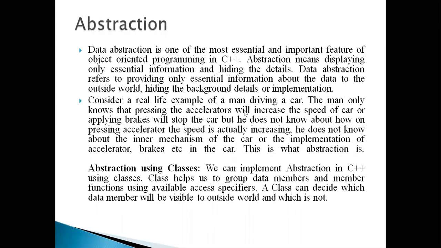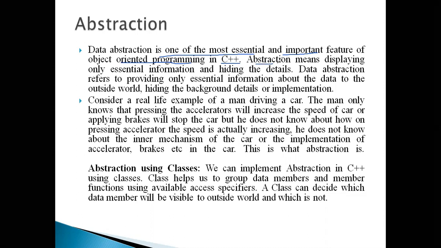Now look at the next one. It's abstraction. Up to now we know that abstraction is one of the most essential and important features of object-oriented programming in C++. We have different object-oriented programming concepts like class, objects, abstraction, encapsulation, polymorphism, inheritance, all those things. Likewise, abstraction is also one of the essential ones.